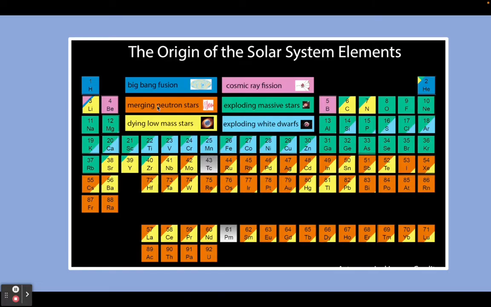And then you have the more green elements, those exploding massive stars. So those are the heavier elements that are forming. And then you get the orange, which is merging neutron stars, huge stars, much heavier elements are being formed. And you've got obviously a mixture of those as well. So you can get elements from exploding white dwarfs as well as exploding massive stars. So more than one event can create the same element.